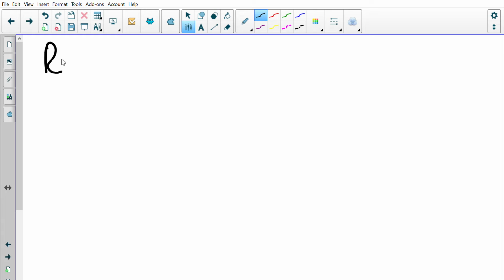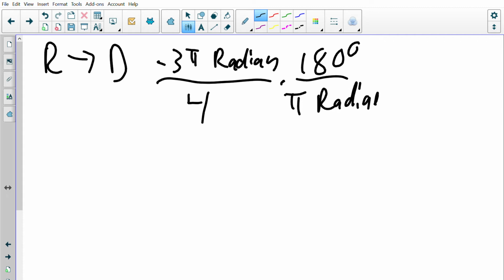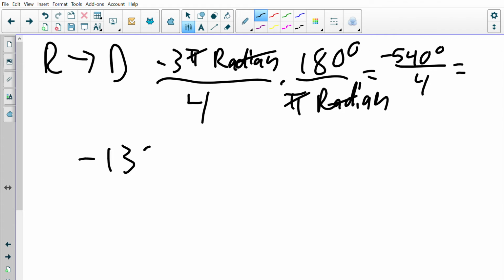Then the flip side is if they asked us to go from radians to degrees. Let's say I had -3 pi over 4 radians. We would multiply by the opposite, so 180 over pi radians. The pi's would cancel, the radians would cancel, and then I multiply across, and I would get -540 degrees over 4, which reduces down to -135.